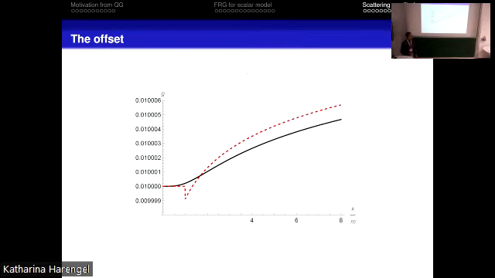Here you see, I assume, for example, that the coupling at low energy is 0.01. I just pick some number. The red dashed line gives you the asymptotic behavior of the amplitude.